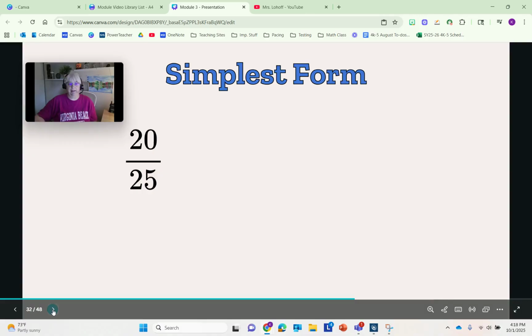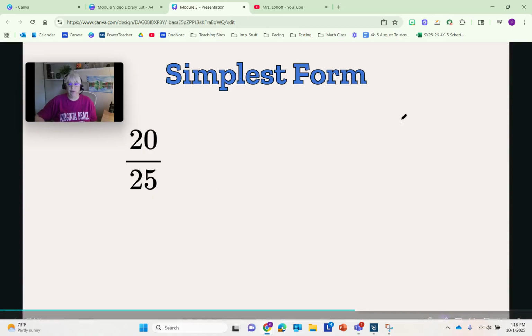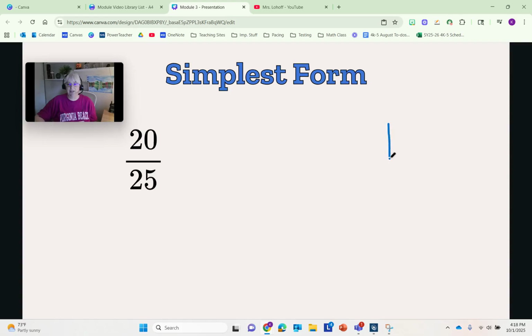Let's put it into practice. Here I have a fraction, 20/25. So what I need to do is start thinking about common factors. I could do my greatest common factor T-chart and list all of the factors for 20 and 25 to see which ones are common, but not necessarily the greatest common. Or I can do some guessing.